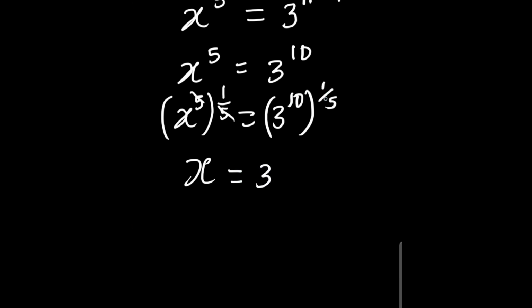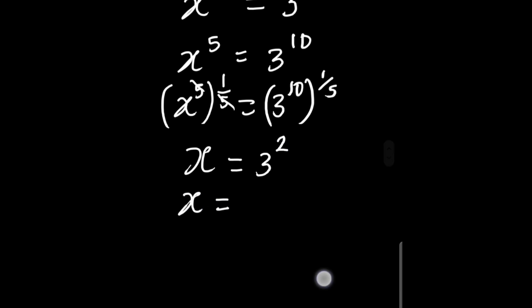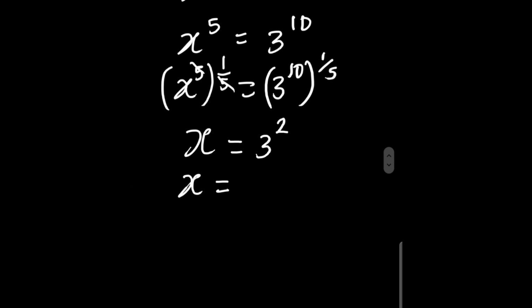Then 10 multiplied by 1 divided by 5 is going to give us 2. So we're going to have x equal to 3 to power 2, which is 3 multiplied by 3, which is going to give us 9. So this 9 is one of the solutions.